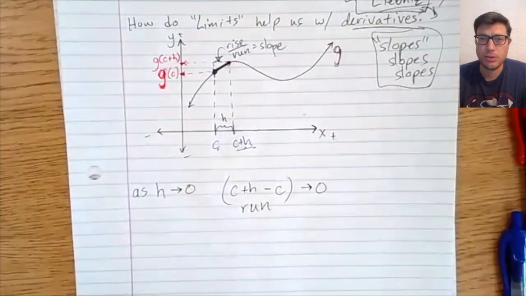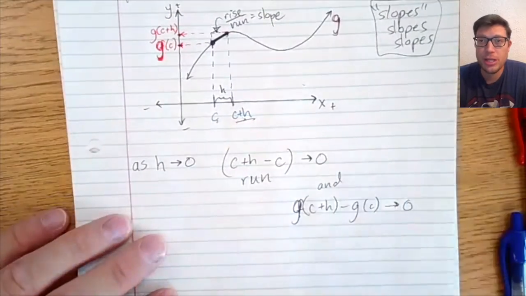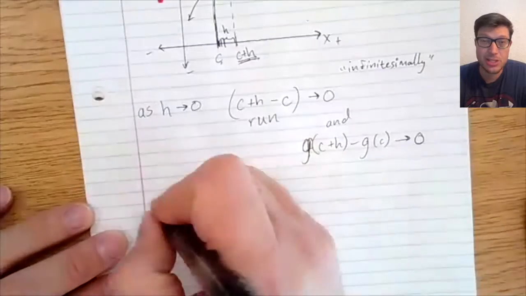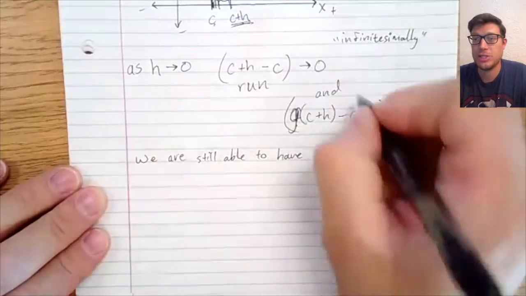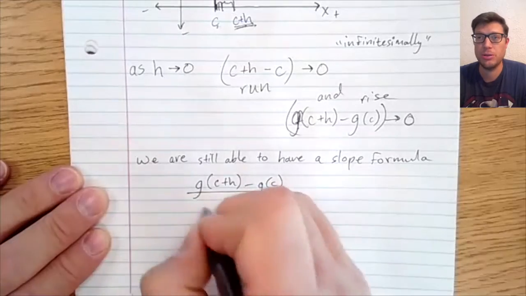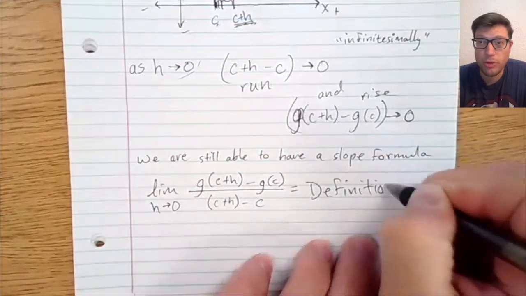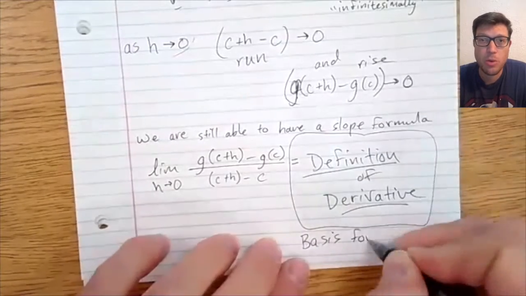Sometimes we write it out, instead of writing it just specifically with limits, but as a sentence, we could say as h goes to 0, then the distance between c plus h and c, that's the run, goes to 0. And the distance between g of c plus h and g of c also goes to 0. We're just using the slope formula, like y2 minus y1 over x2 minus x1. That's our definition of derivative. That's the basis of Calc 1.